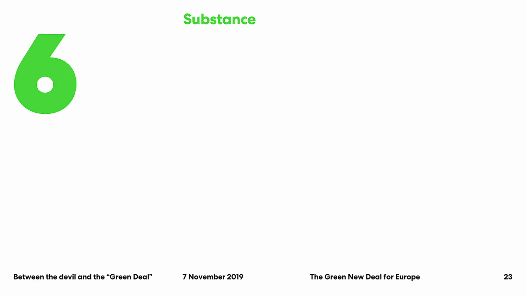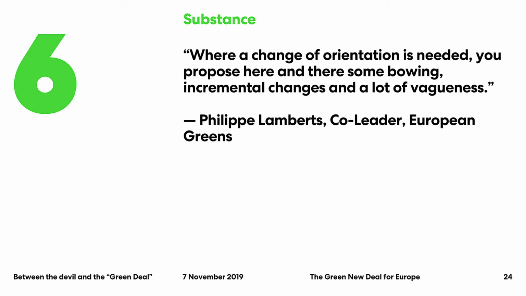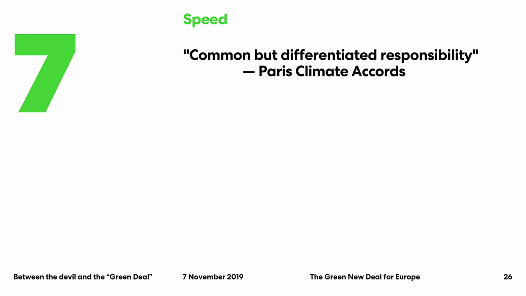That, of course, raises the question of substance. We still don't really know what's going to be happening when she unfurls this program in the first 100 days. And then speed. Very simply, not living up to the Paris Accords. She's promised Europe to be the first climate neutral continent, basically decarbonizing by 2050. Again, no one thinks that that's fair.